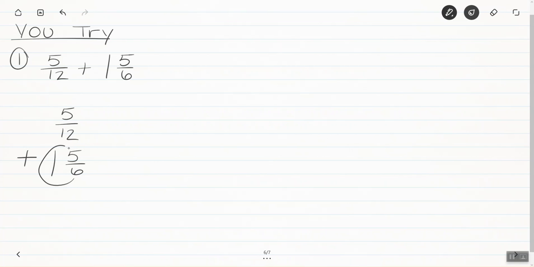I'm going to turn this guy improper. 6 times 1 is 6, plus 5 gives me 11 over 6. I'm just going to drag over the 5/12 to keep everything stacked.